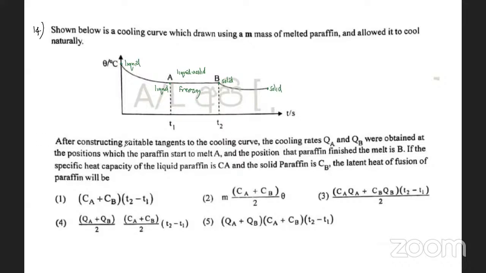Okay. After constructing suitable tangents to the cooling curve, the cooling rates QA and QB were obtained at the positions where paraffin starts to melt at A, and the position where the paraffin finished melting at B. So here and here they have drawn tangents to get those cooling rates QA and QB. So here it is QA, and here the cooling rate is QB.